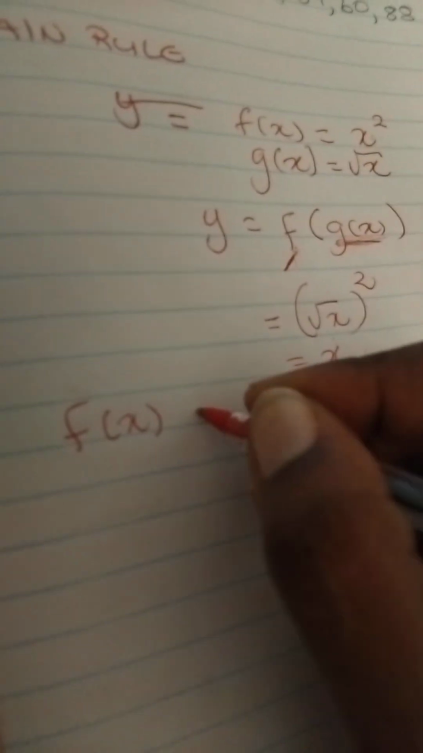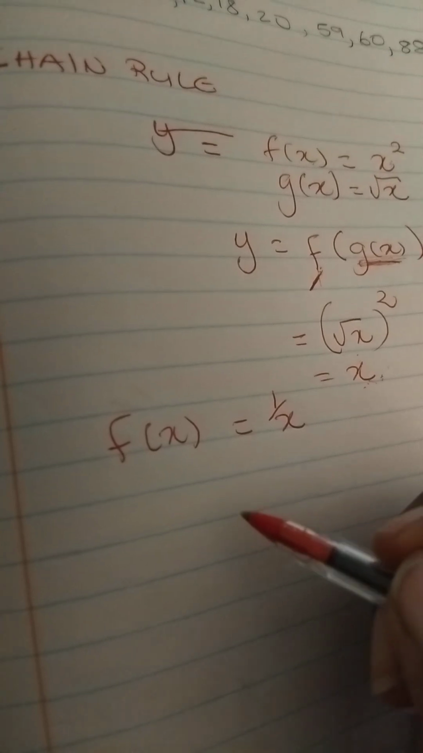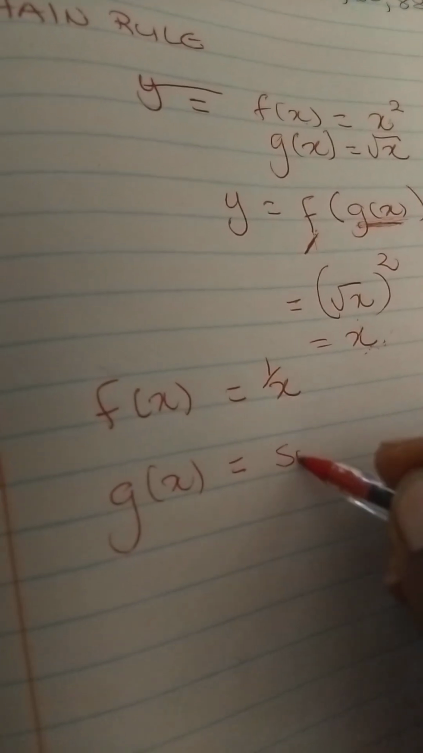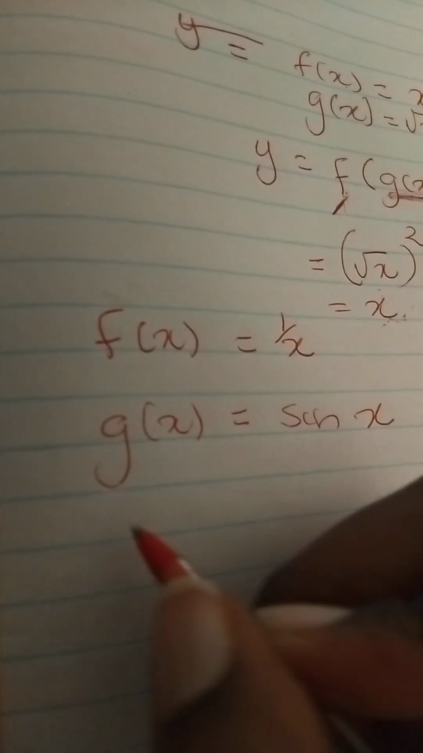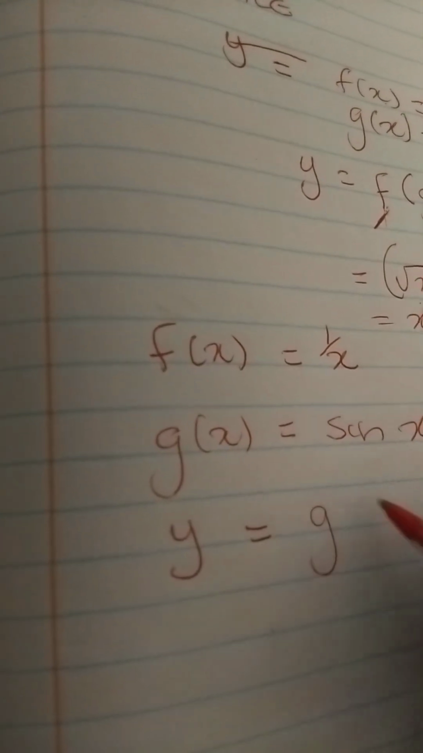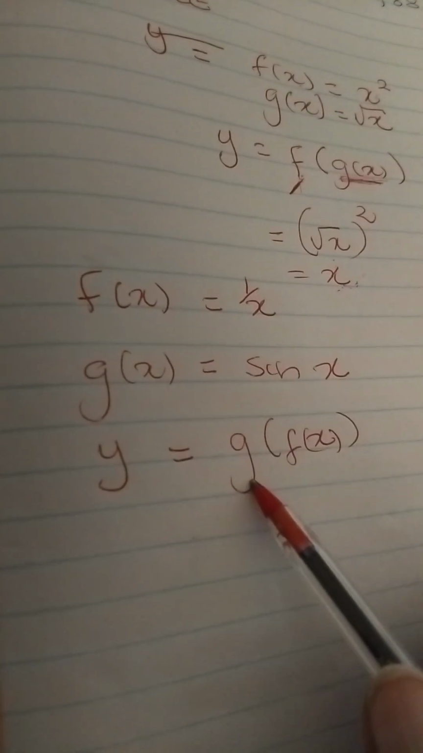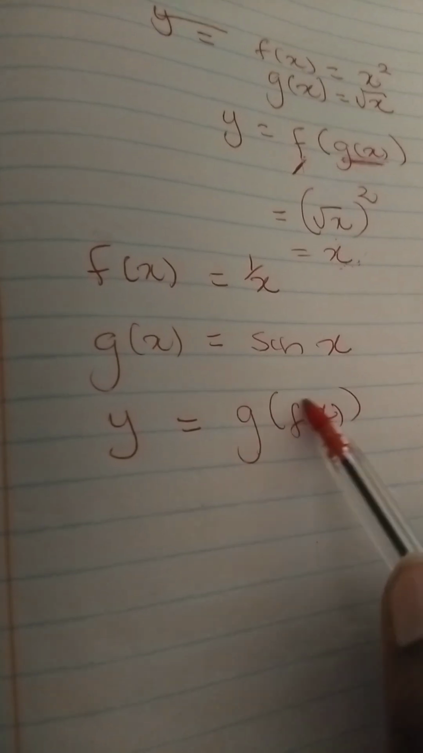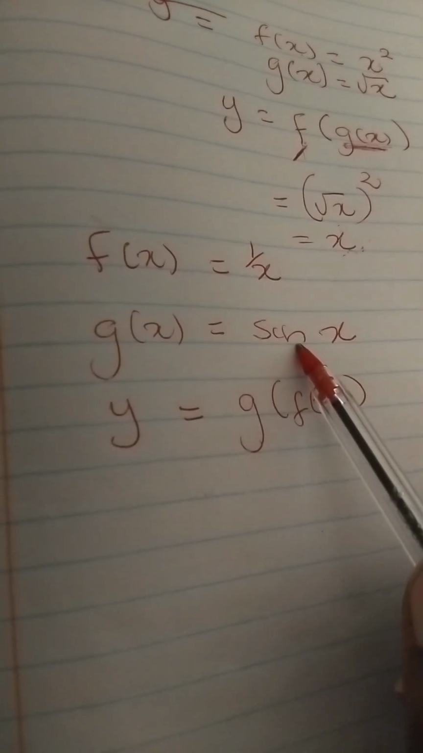So you have your f of x is equal to 1 over x, and then maybe you have g of x is equal to sine of x. Yeah. Now, in this case, say you want a new function, g of f of x, right? So this means that this is your outer function and this is your inner function. Now this is going to be an input in another function, right?